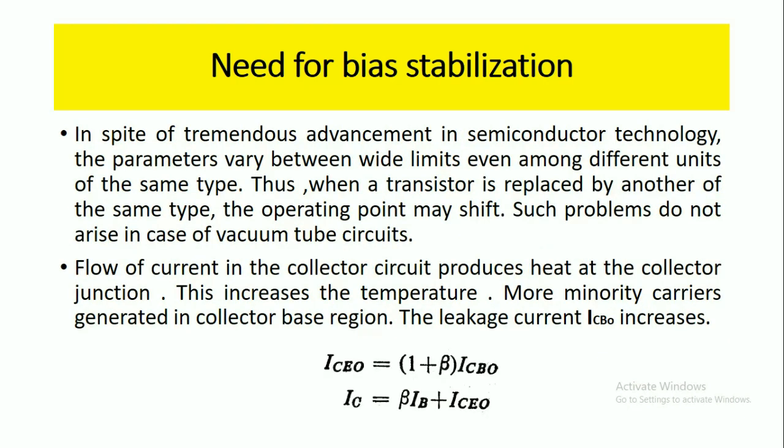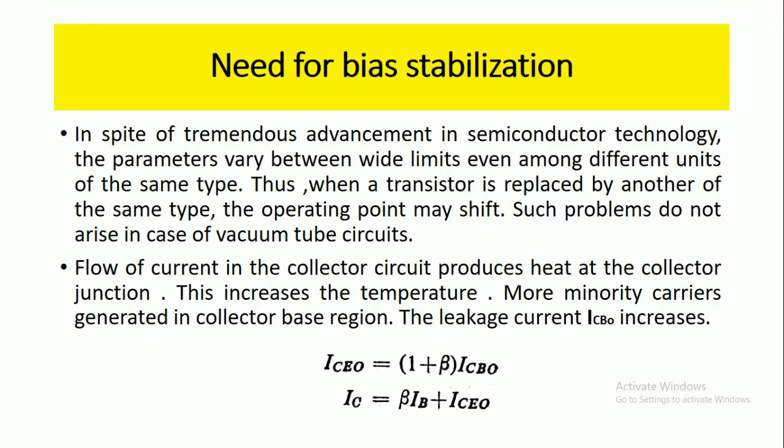So when the transistor is replaced by another of the same type, the operating point may be shifted. Such problems do not arise in case of vacuum tube circuits. That is, here for the transistor we have beta value. So the beta value will be changed from one transistor to another transistor. So when you are replacing the transistor by another transistor, then what happened? The beta value automatically changed, so that the operating point may be shifted. But this problem does not arise in vacuum tube circuits.